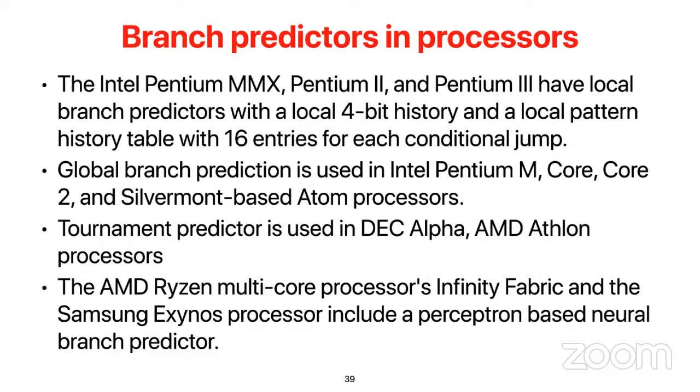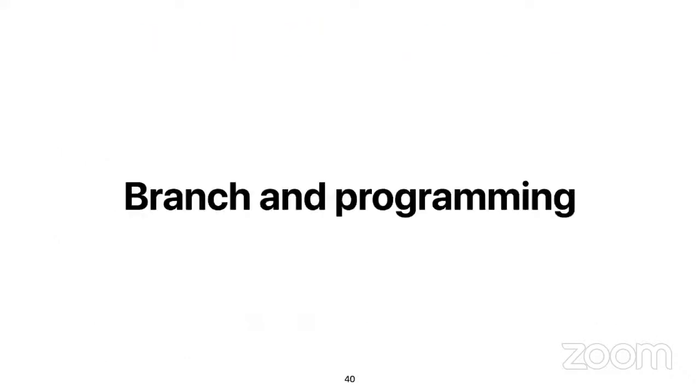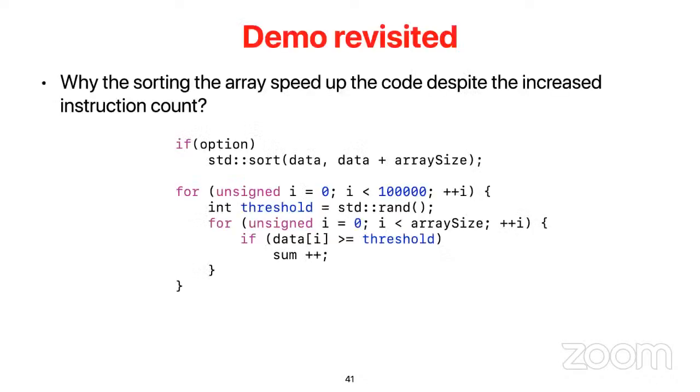Now, but being a programmer, some of you are thinking, okay, well, I don't care, I just want to write good programs. Branch is still important. So remember this demo we had in the very beginning, when I said we enable the sort, the performance is a lot better. So now, can you tell me exactly why?